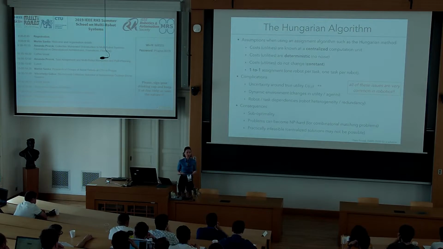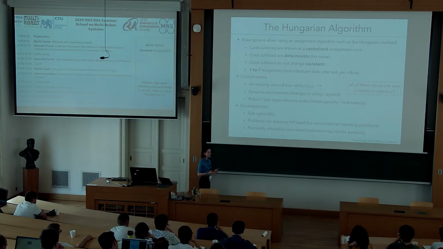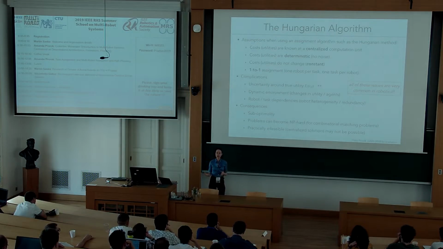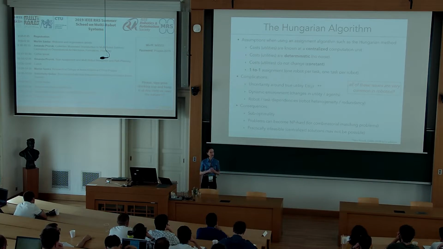The complications, as soon as we move to real-world systems, are actually quite numerous. First of all, there is uncertainty around utility and cost. Transport is an excellent example, because the travel time that we're estimating for a vehicle to reach any passenger is certainly not constant. It's definitely stochastic. Things can happen: roads can be blocked, traffic accidents happen.